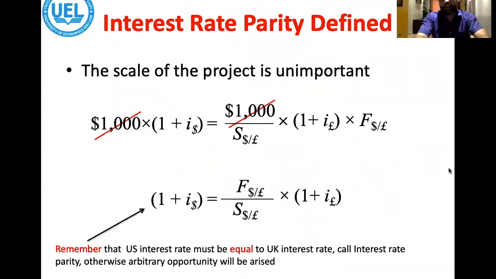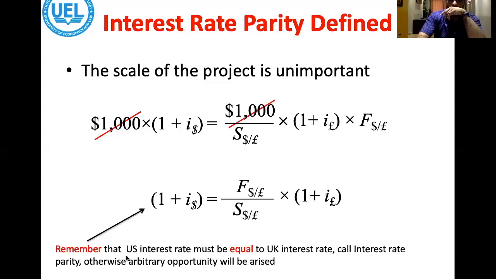Now, we can rearrange this equation. The $1,000 converted in the US, you can just remove it because it's just a scale. So don't worry about these scale values. We can just rearrange whatever we have done in the previous slides. As I said, the scale of the project is unimportant. These are the scales of the investment. This is not important. What is important is this and this, which are equal.